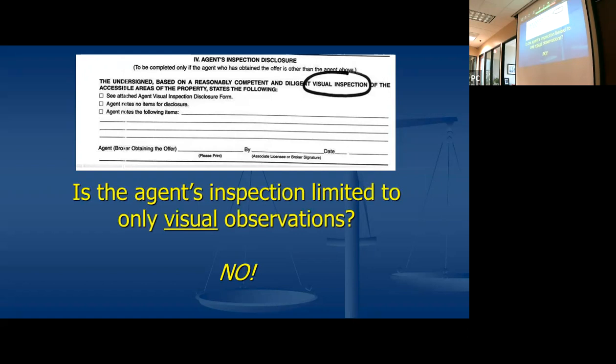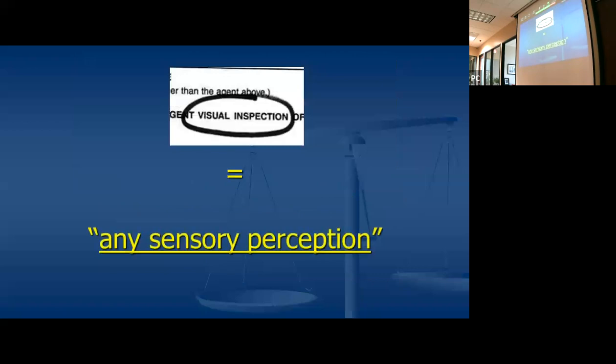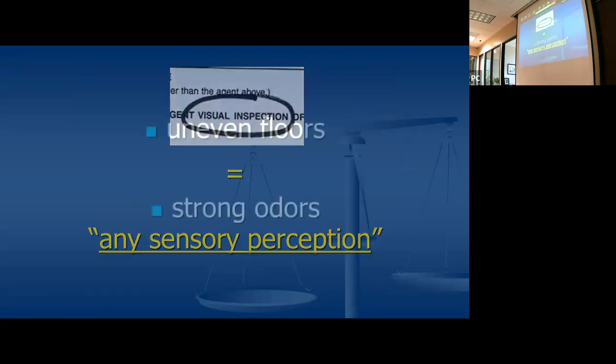It means more than that because of years in litigation. It's still a limited inspection, but it's not limited to just visual anymore. They haven't changed the wording, but in court it's changed. It really has come to mean any sensory perception. In other words, you don't have to be able to see something that you're concerned about in order to disclose it, if you notice it in any way whatsoever.